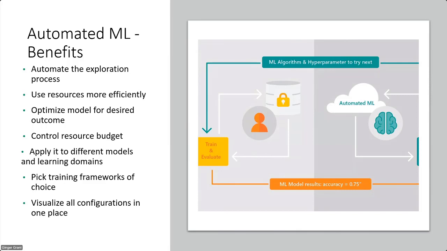Might be a little bit different. And then you can control your resource budget. You can say, look, I don't want this to run forever because it's not worth it for me. You can take a look at doing it on different models and different domains, and then look at the different training frameworks that you want to use and visualize them in one place. So you don't have to have all this pre-set up to be able to make it work.